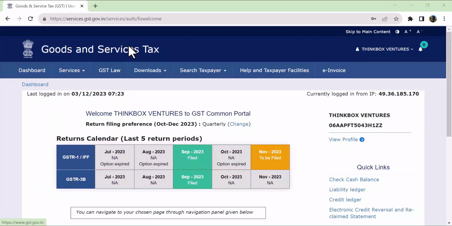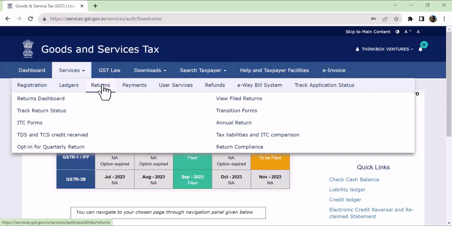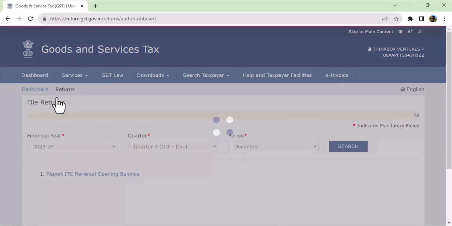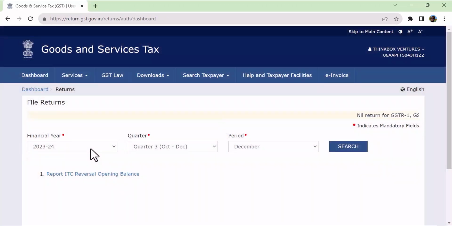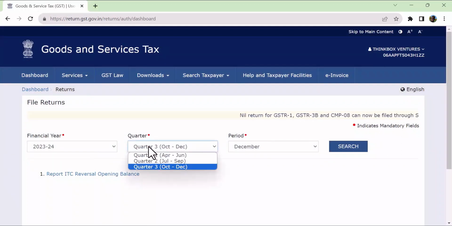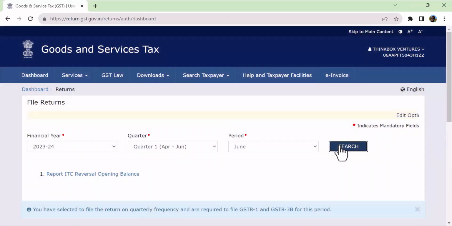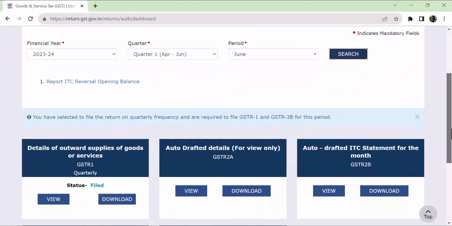Now let us go to the GST portal and see the return 3B. So we go to services, go to returns, and go to the return dashboard and reach this place. So this is an assessee who is filing return on a quarterly basis. So we'll go to Q1 and look at the Q1 return, which was for the quarter April to June, and we'll search the returns here, and then we'll find the returns at the bottom.